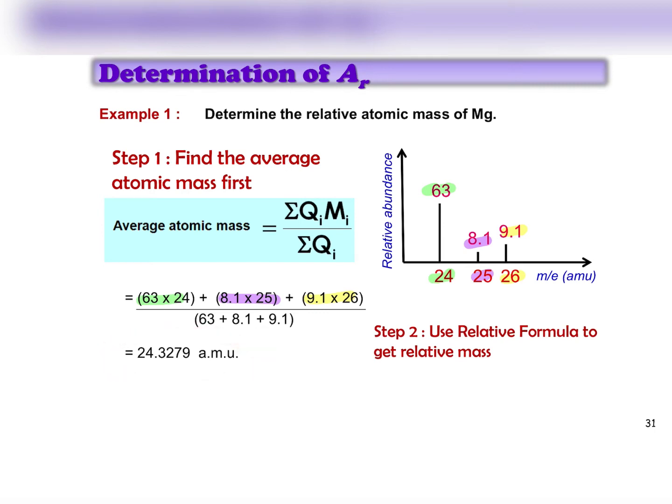If your calculator shows many decimal places, just keep them until you get the final answer at step 2, then you round off. Next we move to step 2, where we find the relative atomic mass. The formula is the same, you compare with carbon-12. For this one, the answer will be 24.3279, and no unit.